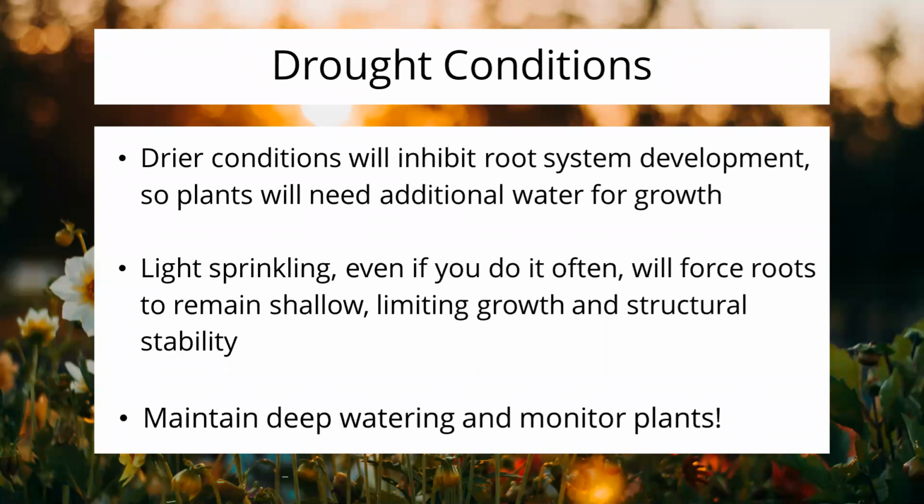If we stayed at like a light sprinkling, what's going to happen is that root system of a plant is going to develop very shallow, remaining close to the top of the soil surface because that's the best place to get the water. But that means that the plant will no longer be able to grow very well, and it's going to lose its structural stability because the roots are not very deep. You want to maintain that nice deep watering, and you want to keep monitoring your plants.